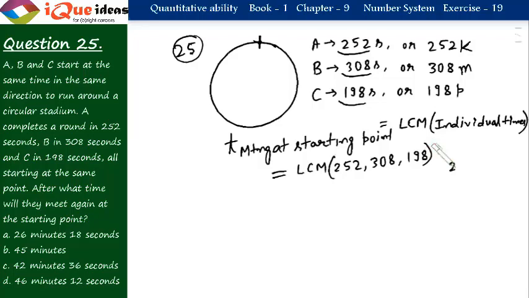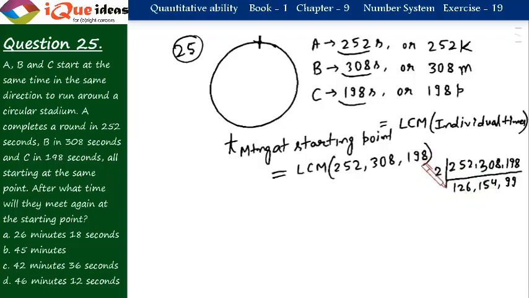Let's use this method: 252, 308 and 198. I think 2 is the common factor, so take out 2, and you'll get 126, 154, and 99. Still, 3 is not a common factor. Now there is no common factor for all three, because 126 is 14 into 9, 154 is 14 into 11, and 99 is 9 into 11. So there is no number which is common to all.